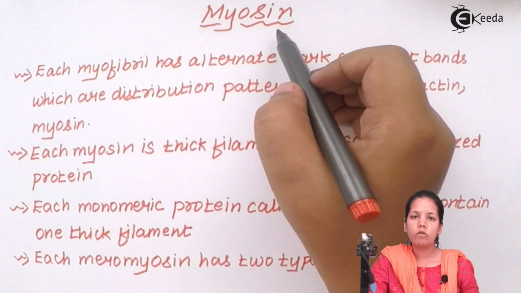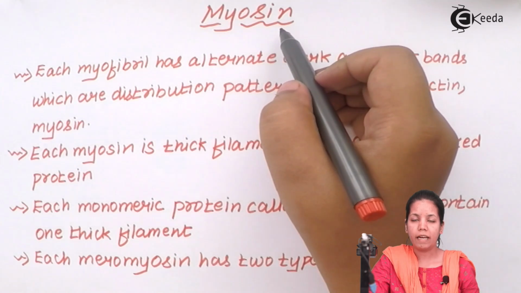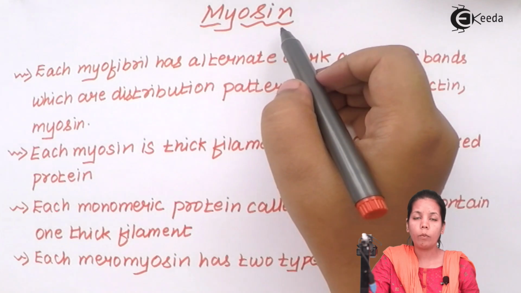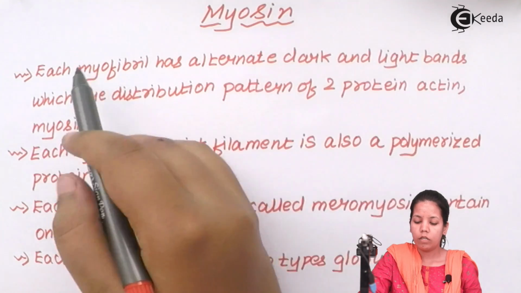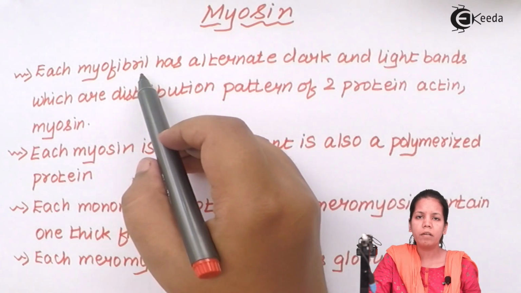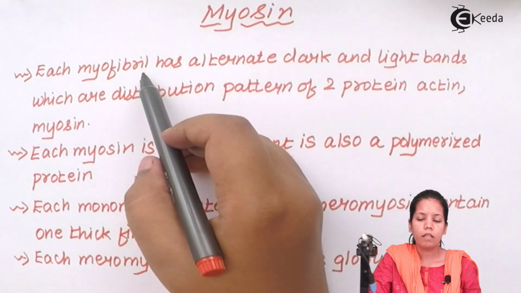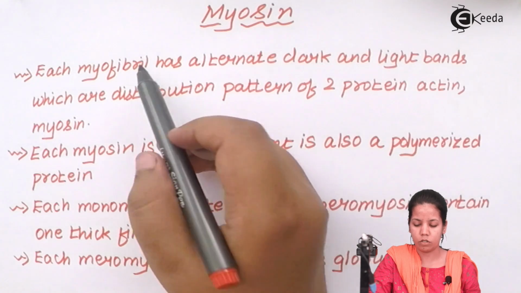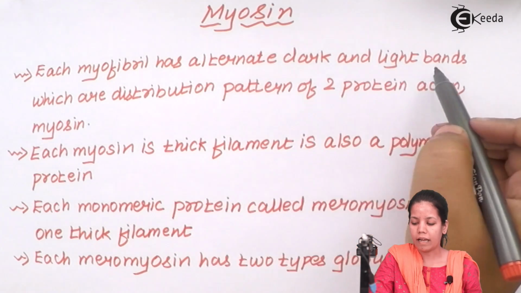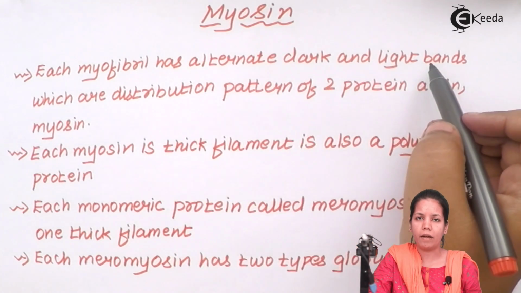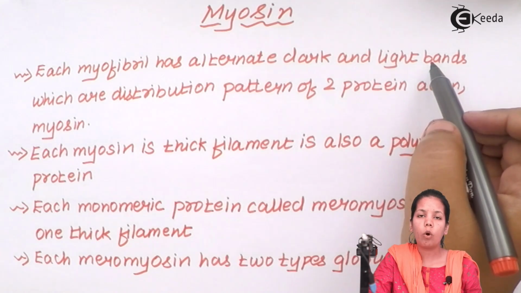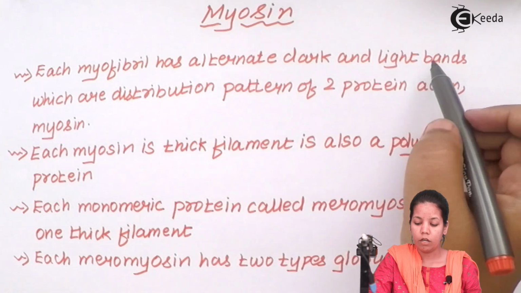Myosin is a kind of protein present in muscles along with actin. Each myofibril basically constitutes the fibers present in your muscles that help in contraction and relaxation, and has alternating dark and light bands. When I say alternating dark and light bands, it means one darker band and one lighter band, always in an alternating fashion.